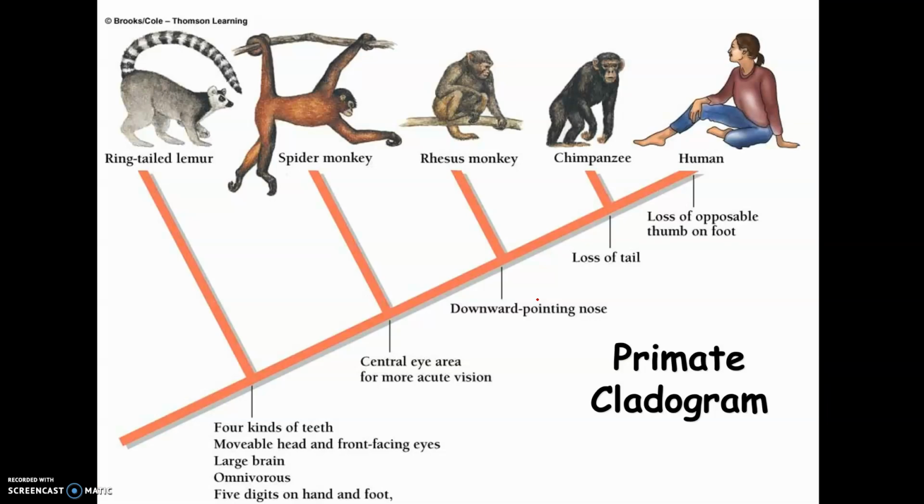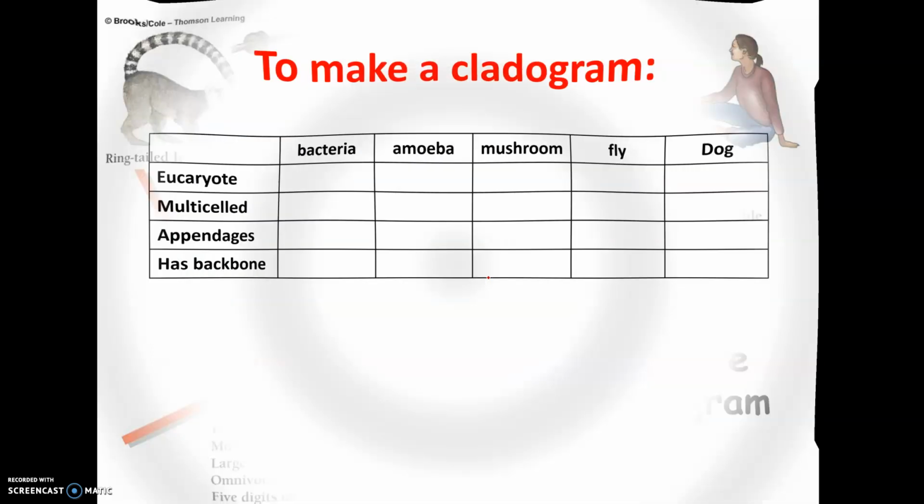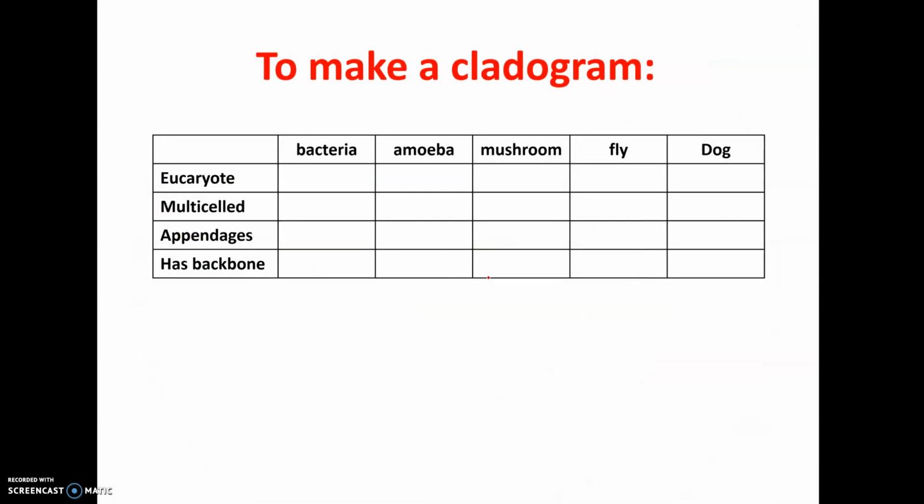So that's how you read one of these. This is another one just showing primates. I don't like this one because it kind of puts these here, and they normally should go here in between the organisms. Okay, so how do you make a cladogram yourself?